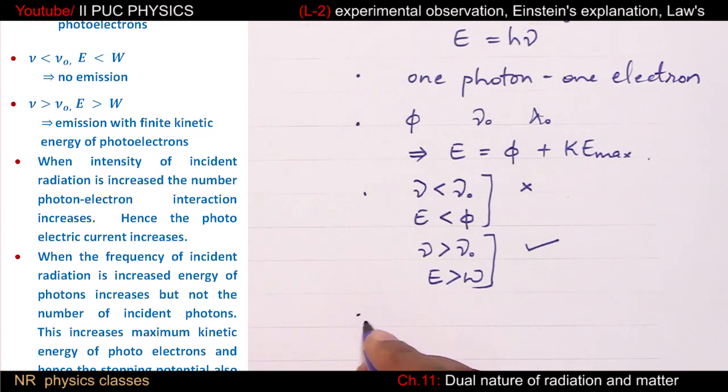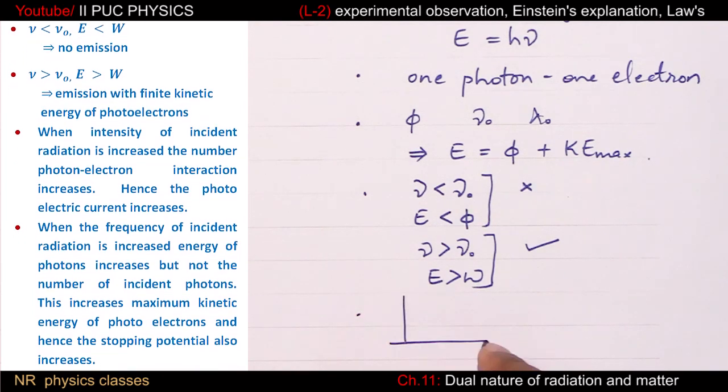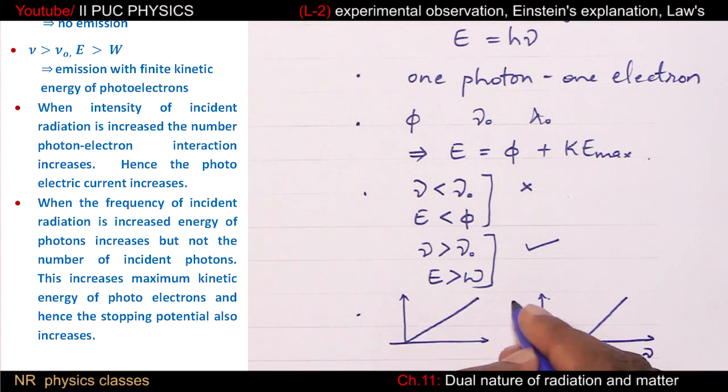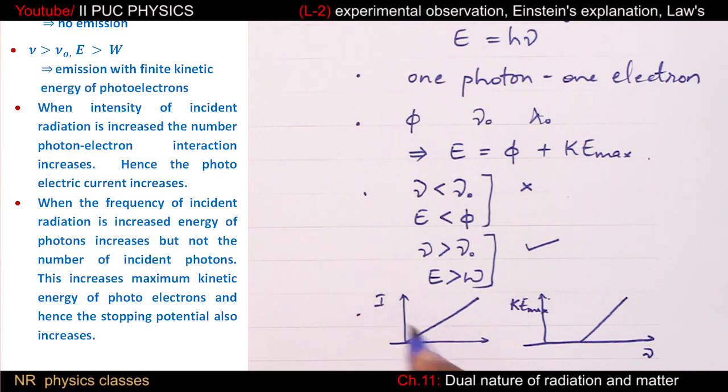Next 2 points you can mention. Intensity affects current, so photoelectric current increases with intensity, and maximum kinetic energy of photoelectrons increases with frequency of incident radiation. This is intensity, this is photoelectric current, this is intensity. Go through once.